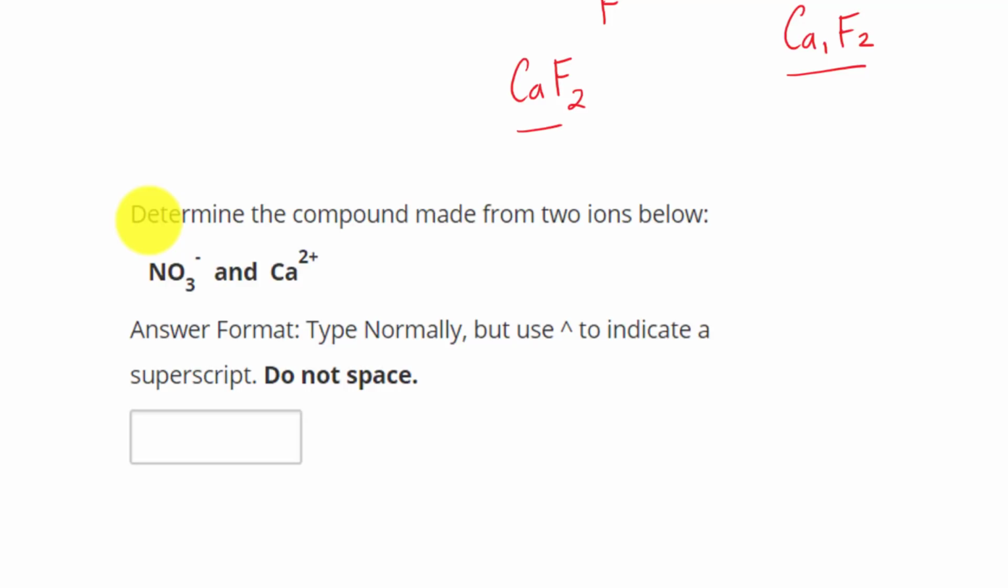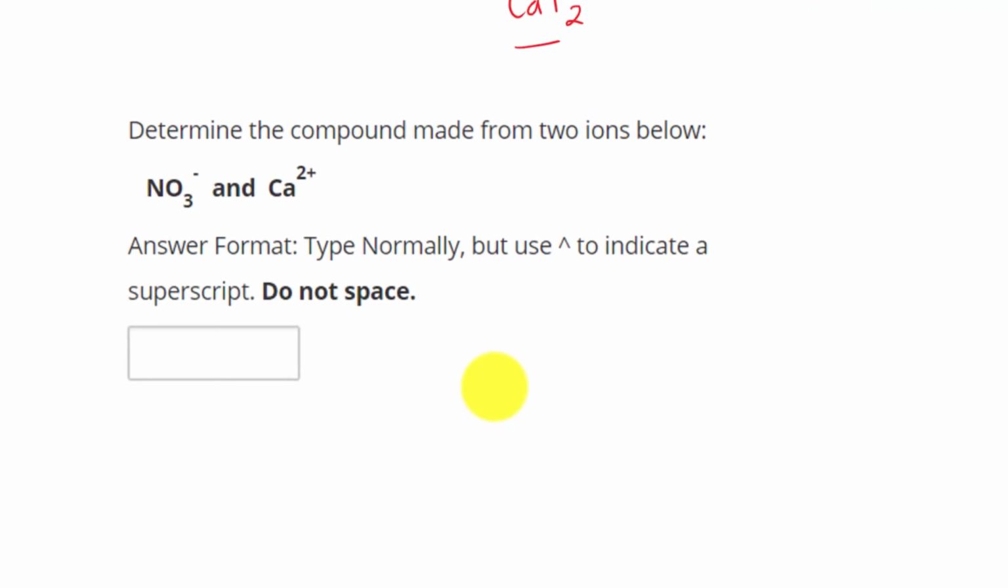Now let's try another problem. We have NO3 minus, which is nitrate ions, and we have calcium 2 plus. Ooh, why do we keep using calcium? But the same process, this is negative, this is positive, so we have to rewrite that the positive always goes first. So we have Ca2 plus, followed by the negative, so NO3 minus.